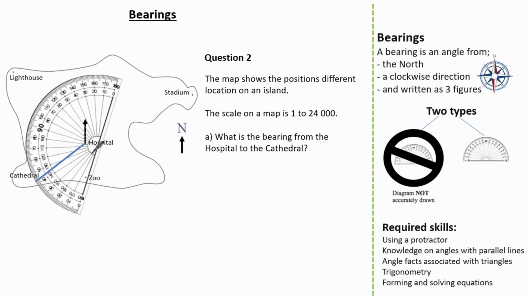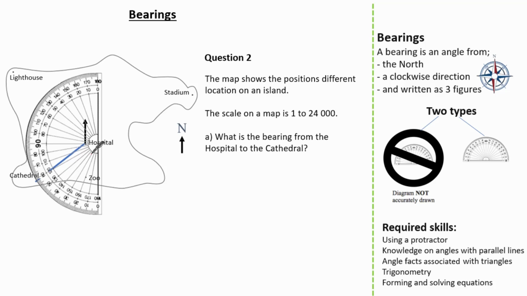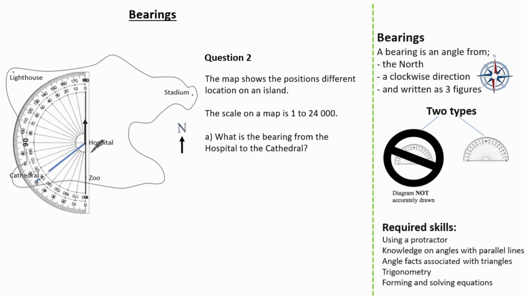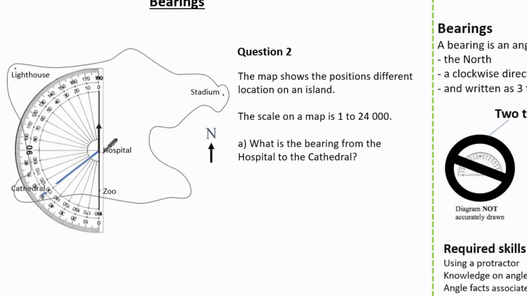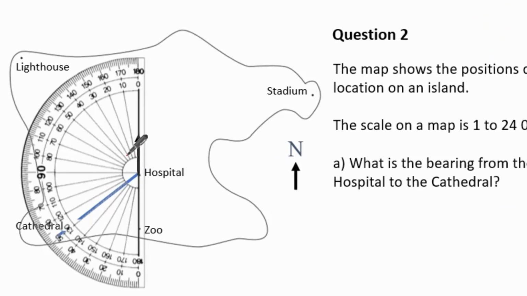angle by rotating your protractor round and lining up the protractor just like before, so the center of our protractor is at the hospital. Reading the anti-clockwise angle, you can see from here, which is our north, this is our 0 degrees. Counting up, we have an anti-clockwise direction of 130 degrees.